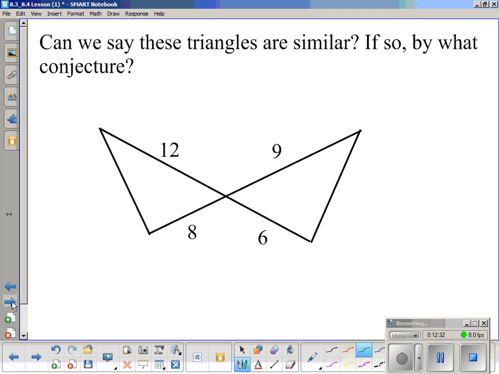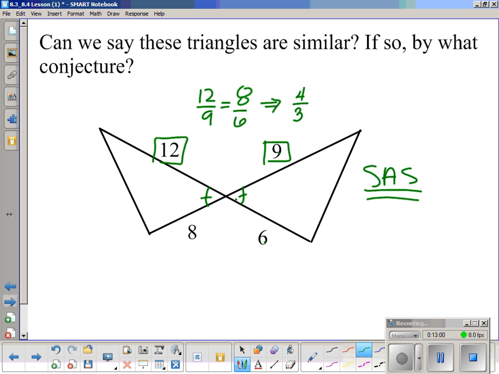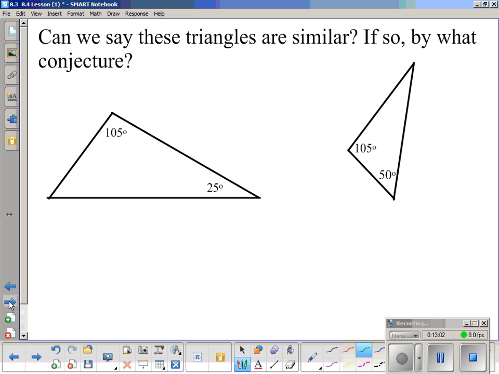Looking at this one, see if you could determine if these are similar and by what conjecture. I hope you went back to chapter 2 and said, oh, I know these angles are vertical. They are vertical, and you need to check 12 over 9. Is that the same ratio as 8 over 6? And the answer is yes. They both simplify to 4/3. So by side-angle-side, they are similar.